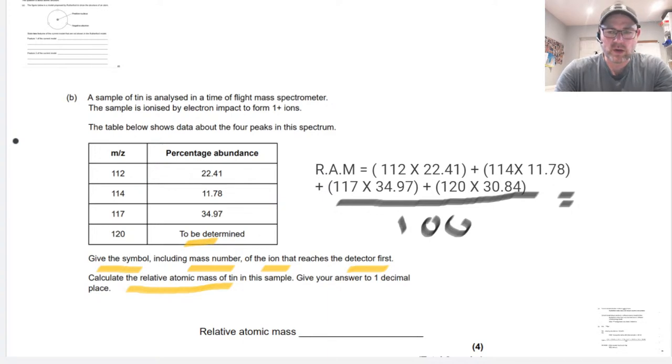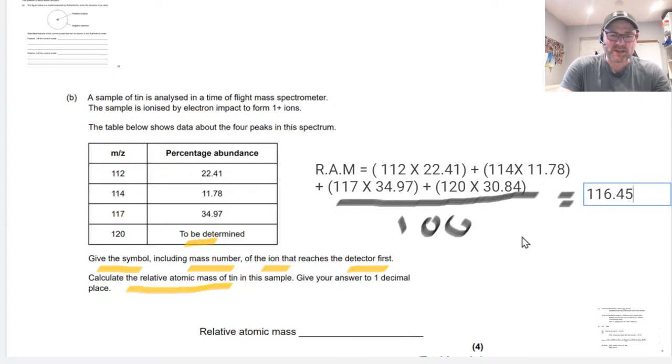Oh no, the final one is 30.84 times 120 because it's giving you that info. So you do all of that and then you divide by 100 and you get 116. Let's hope it's right. 0.45.